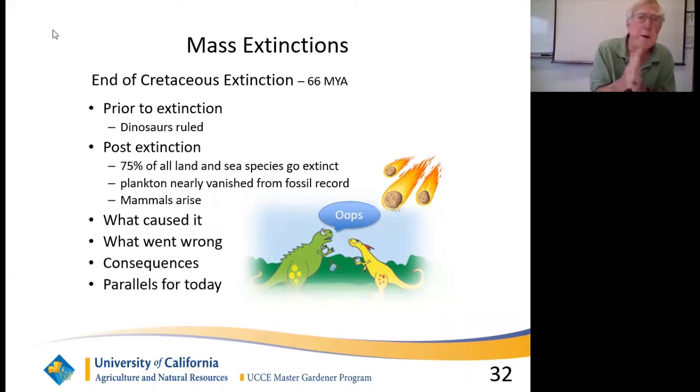So what are the parallels for today? Well, again, we have massive carbon dioxide releases, just as we did then, and in at least the 3 previous mass extinctions, which led to global warming, ocean acidification, and anoxia in the oceans. So in other words, not much has changed.